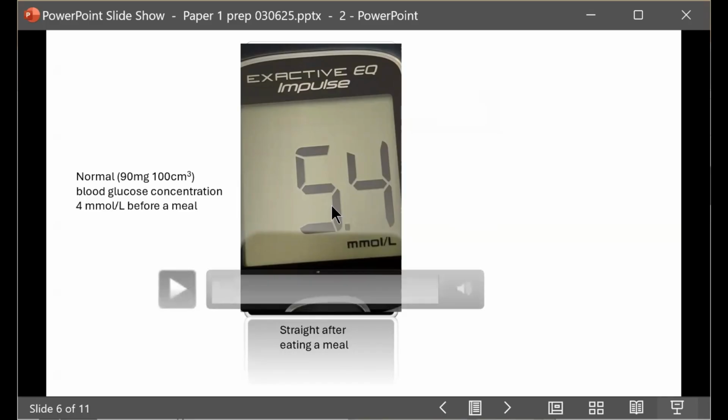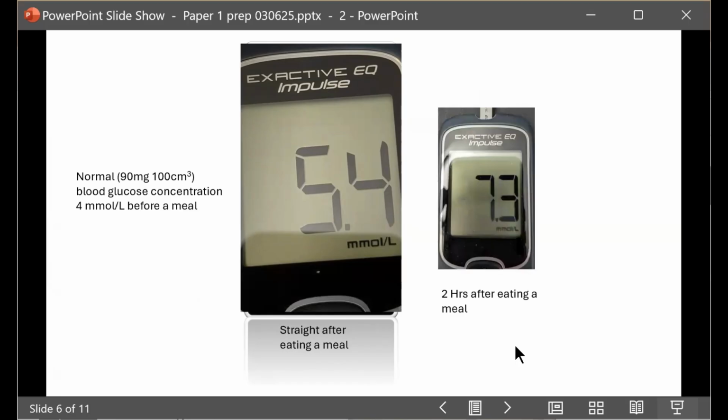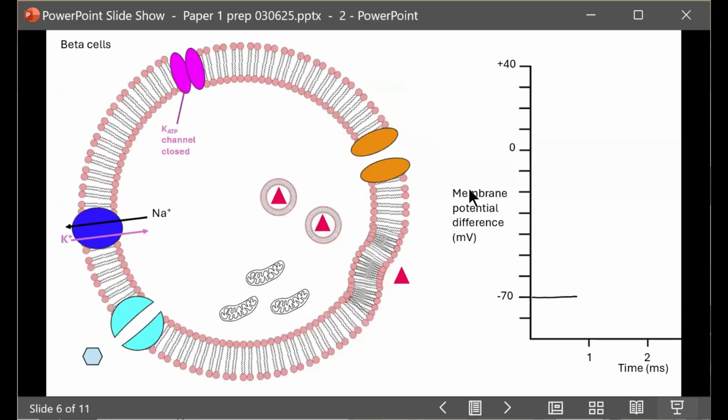But if I'm measuring 5.4 is my level, then what happens 2 hours after eating a meal? My glucose levels have risen up, 7.3. So because I ate the meal, because my body digested it, because I have the enzymes that are able to digest my polysaccharides down, because I'm able to absorb my monosaccharides into my bloodstream, my blood sugar levels have risen up. So 2 hours after eating a meal, they rose up to 7.3.